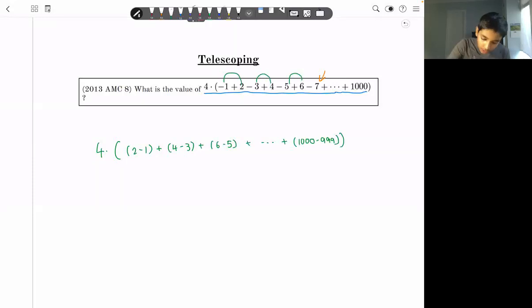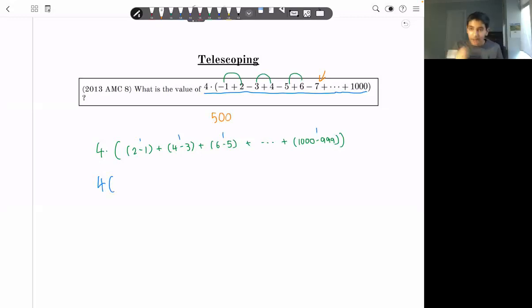And now you might notice that it's just going to be 4 times. This is 1, this is 1, this is 1, so on. This is also 1. So now we just have to find how many terms there are. So how many terms are there? Well, we see that there's just 500 terms.